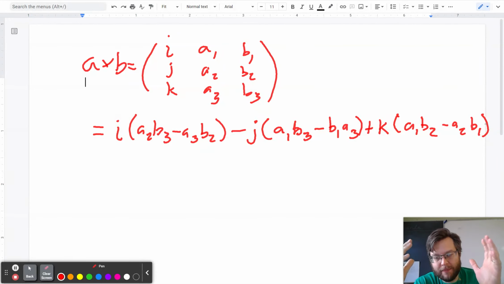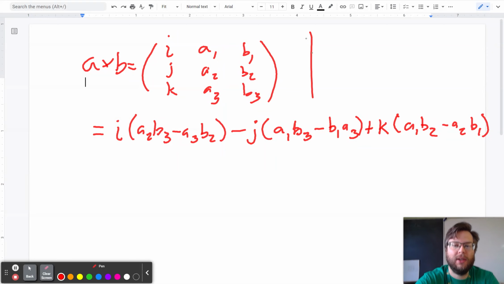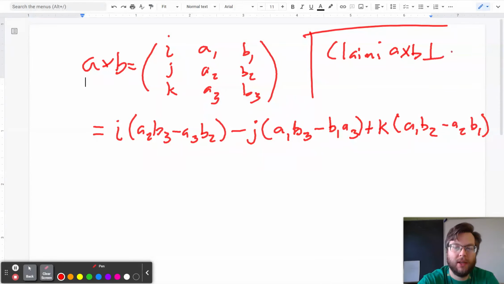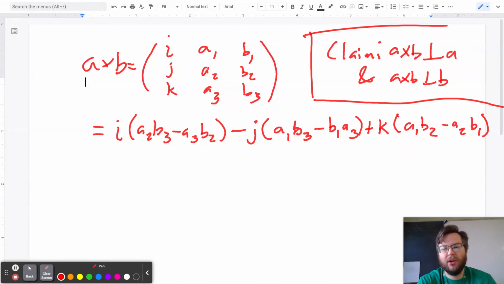And so the claim I'm making is that A cross B is perpendicular to A, and A cross B is perpendicular to B. I really only need to show you the claim using A, because once I do that, I hope you'll be able to see how it's the same thing written out with B.